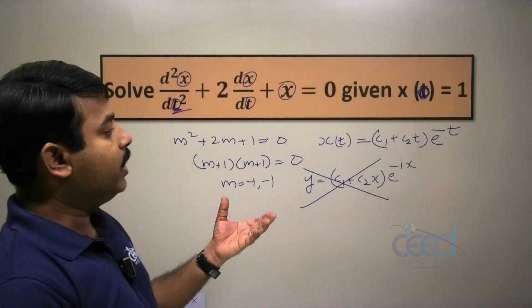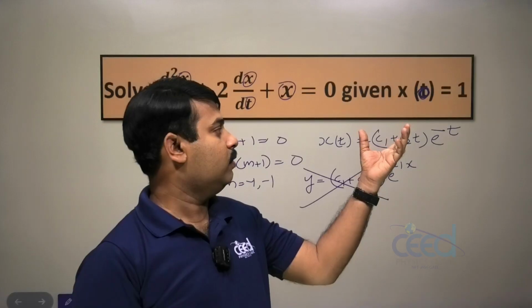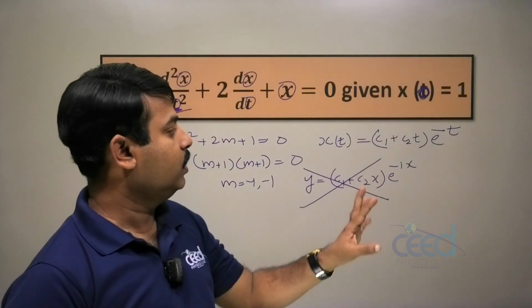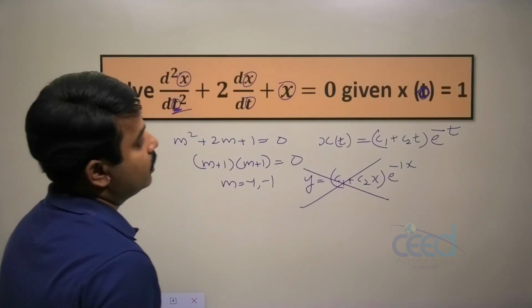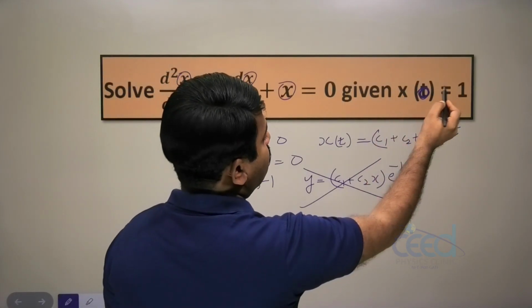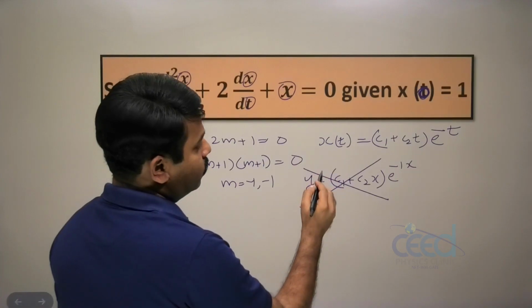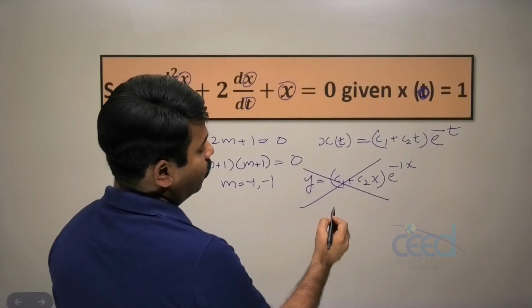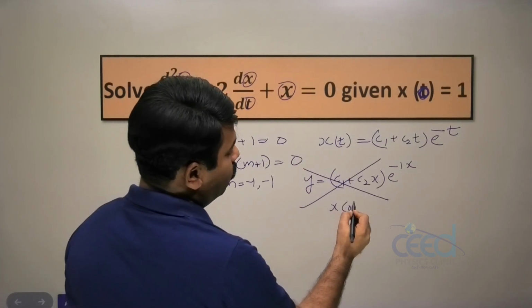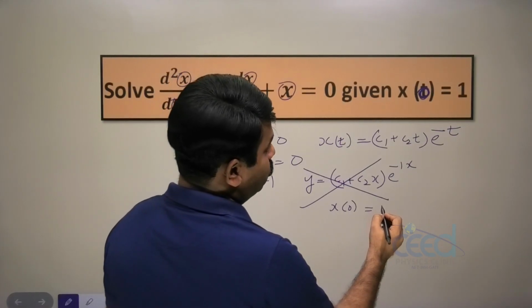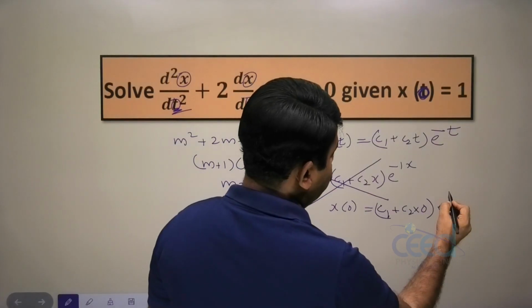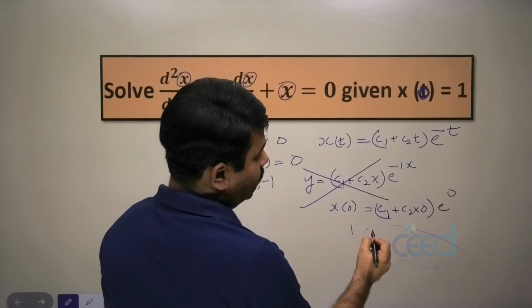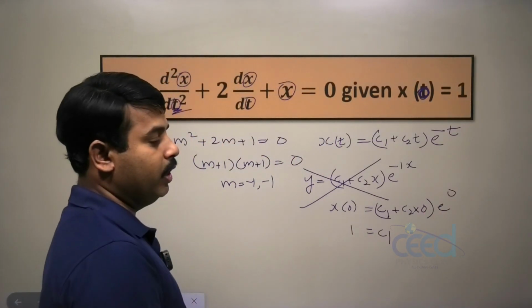Now they have given one condition to solve for c1 and c2. What is the condition? The condition is x of 0 is equal to 1. Put t as 0. Then x of 0 equals c1 plus c2 into 0, times e raised to 0. x of 0 is 1. Then c1 is equal to 1.